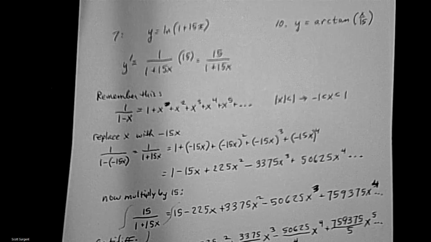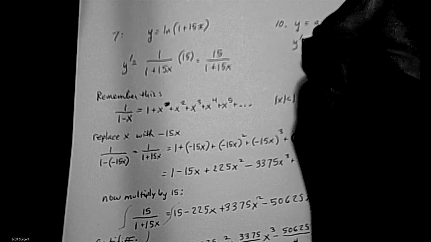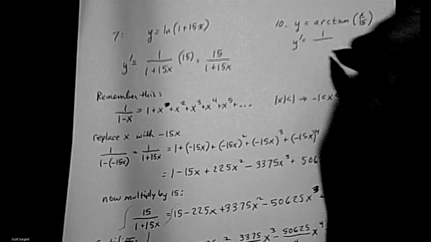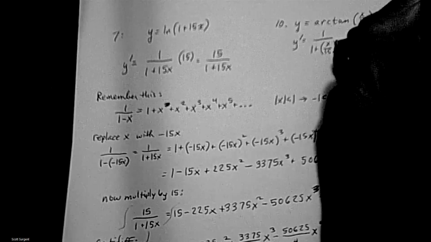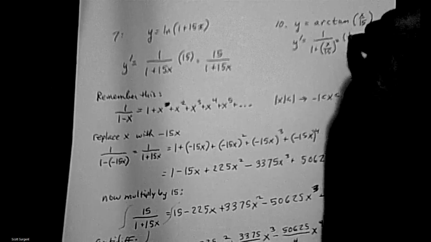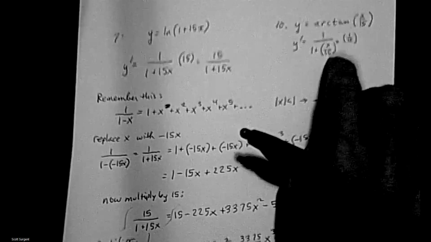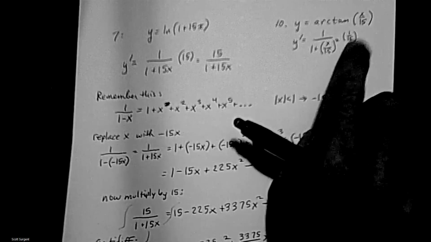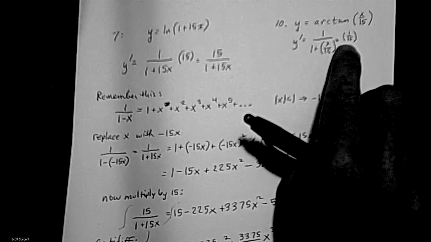I'll come over here. For the arctan, I'll take the derivative. It's going to be y prime equals 1 over 1 plus quantity x over 15 squared, and then times 1 over 15 because of the chain rule. I know that looks a little ugly. Actually, I'm just going to leave it like that. The 1 over 15 just becomes a spectator.